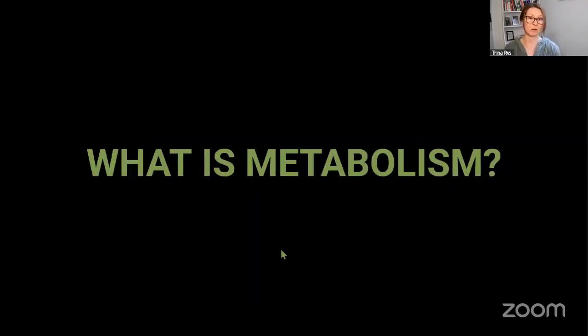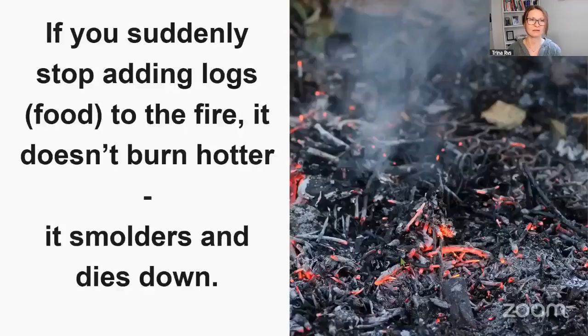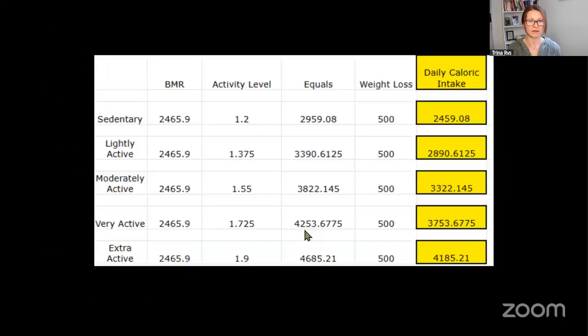So just quickly, I'm going to tell you what is metabolism. Your metabolism is kind of like a fire. Okay, if you suddenly stop adding logs or food to the fire, it doesn't burn better. It's just like a fire. It smolders and it dies down. So, and we can go back to this quickly. If you are 6'5" and you're 300 pounds and you're lightly active, you need almost 3,400 calories for maintenance, and you're only eating 1,800. Your metabolism is not getting what it needs. You are not putting enough fuel on the fire.